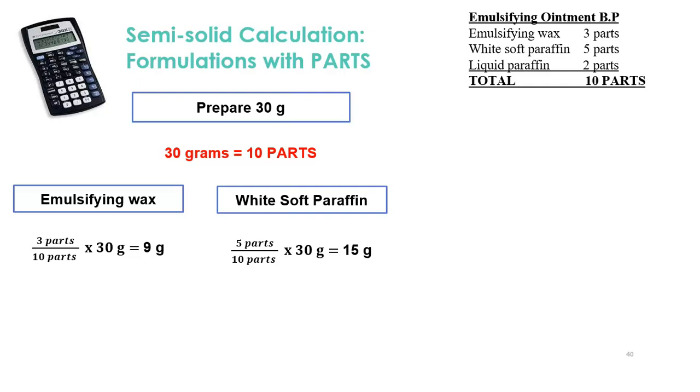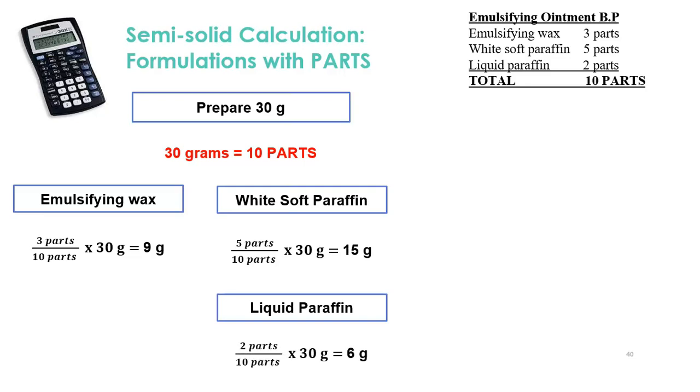White soft paraffin, half of the recipe is white soft paraffin. It's 5 parts. And so you expect your answer to be 15. Half of 30 is 15. So without using the calculator, you can actually know your answer. Those are ways you estimate to see if you're putting in the wrong thing in the calculator. So 5 to 10, so x is to 30, would give you 15 grams.